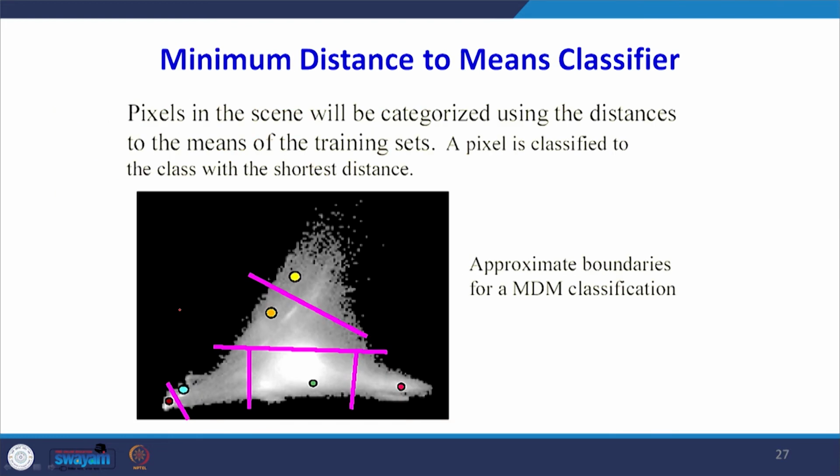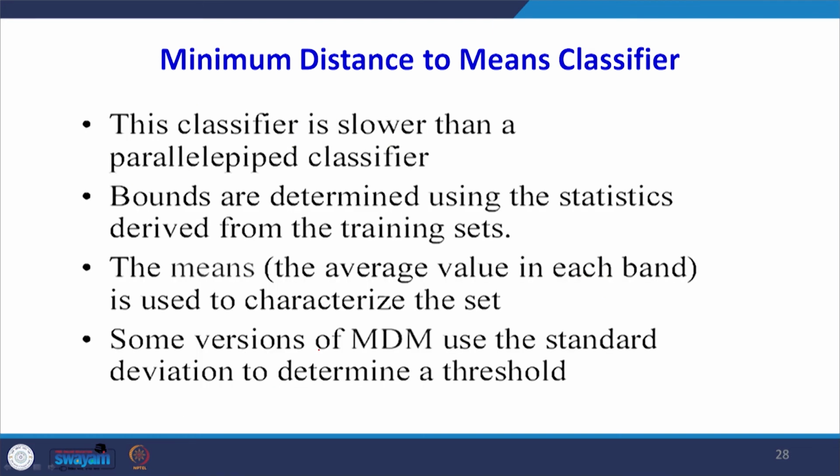The second is the minimum distance to mean classifier. So the name itself is clear, minimum distance to mean classification. It will take the mean value and try to find out the shortest distance to the mean value. So these are the mean values which are shown by the dots, and the partitioning is shown because here the distance will be calculated, and the minimum distance criterion will be taken.